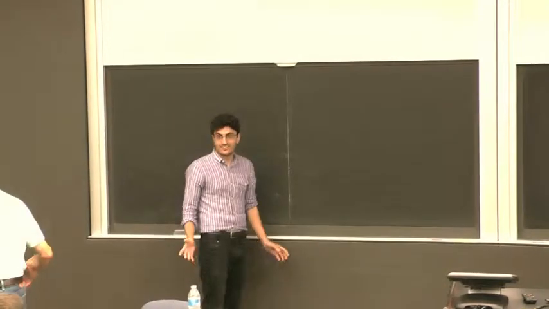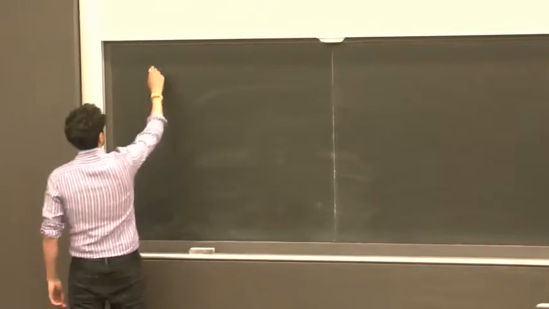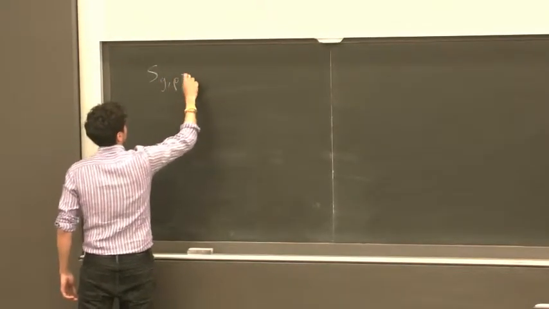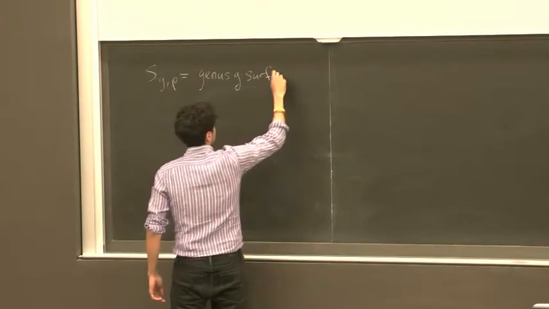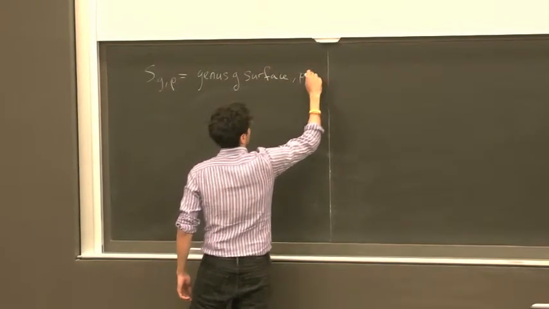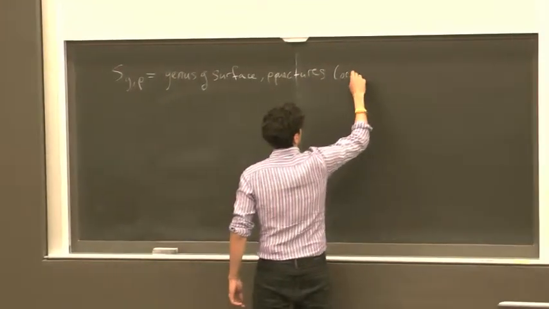Okay, so system notation, just to set up. So S_{g,p} will be the surface, with p punctures, orientable. Always orientable for this talk.